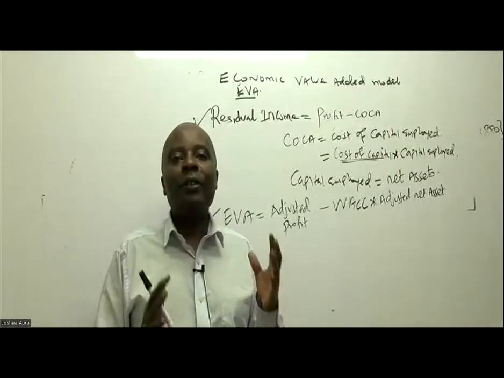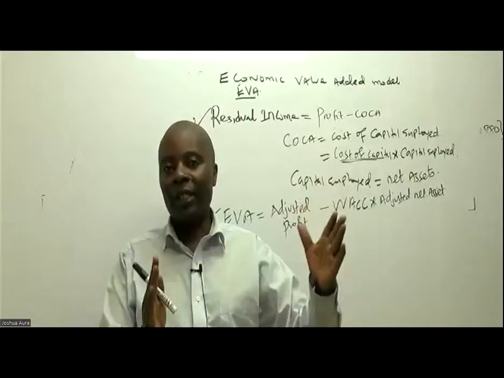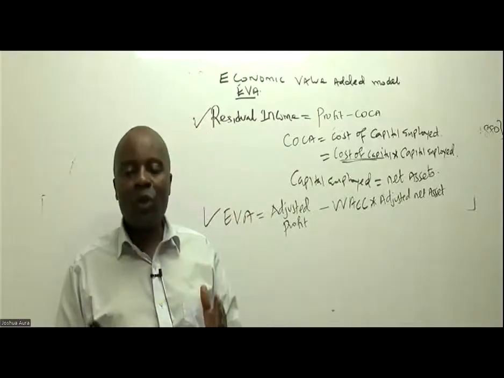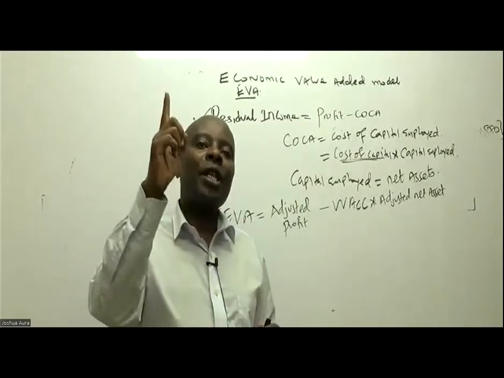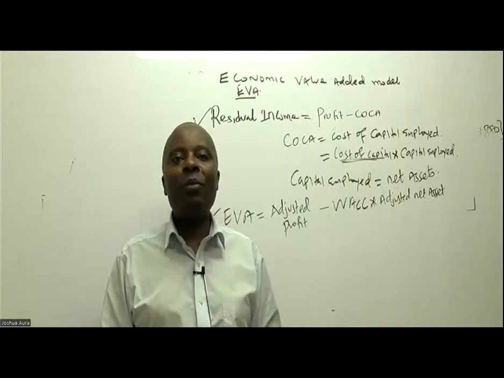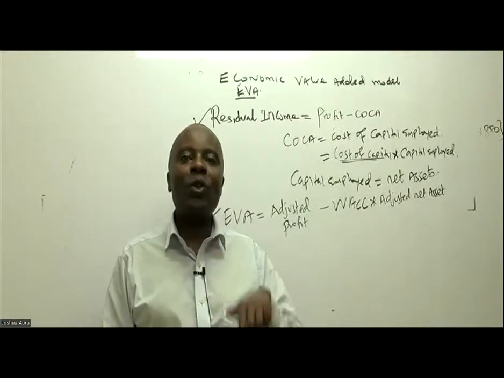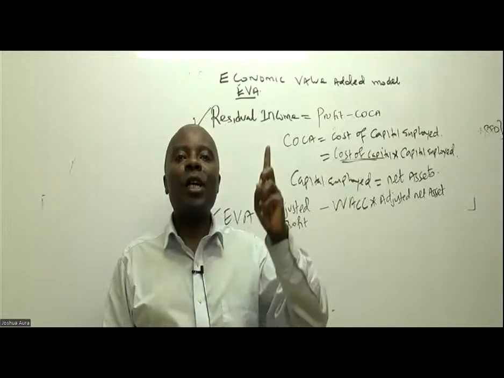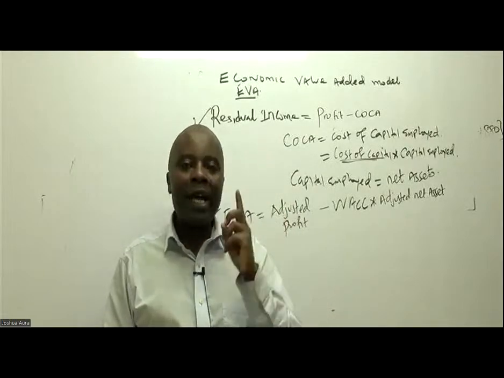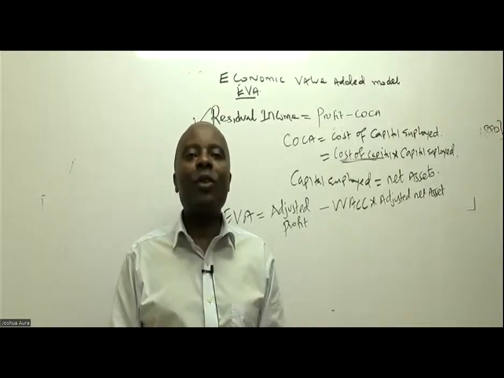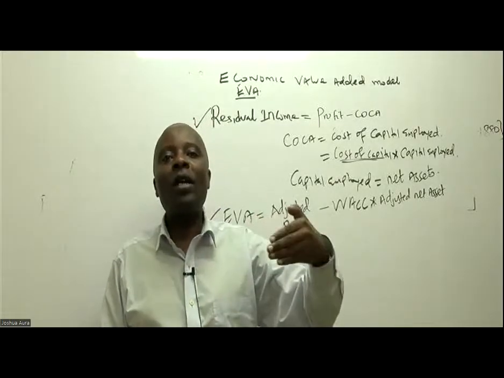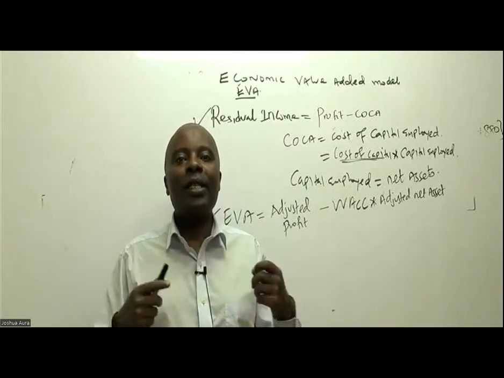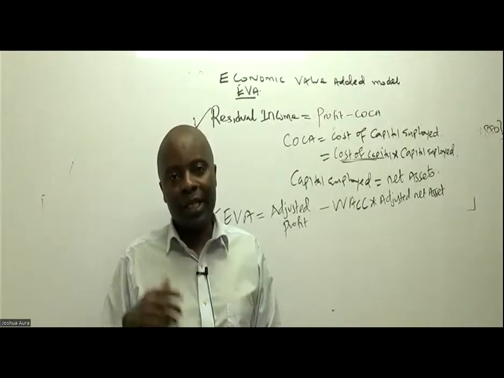Remember, number one, that EVA is a futuristic model. So any expense that you incur today which has got future economic benefits, according to the EVA model, you should never punish managers who incur such expenses. Actually encourage them. And that is why we normally say that EVA is a long-termism model.